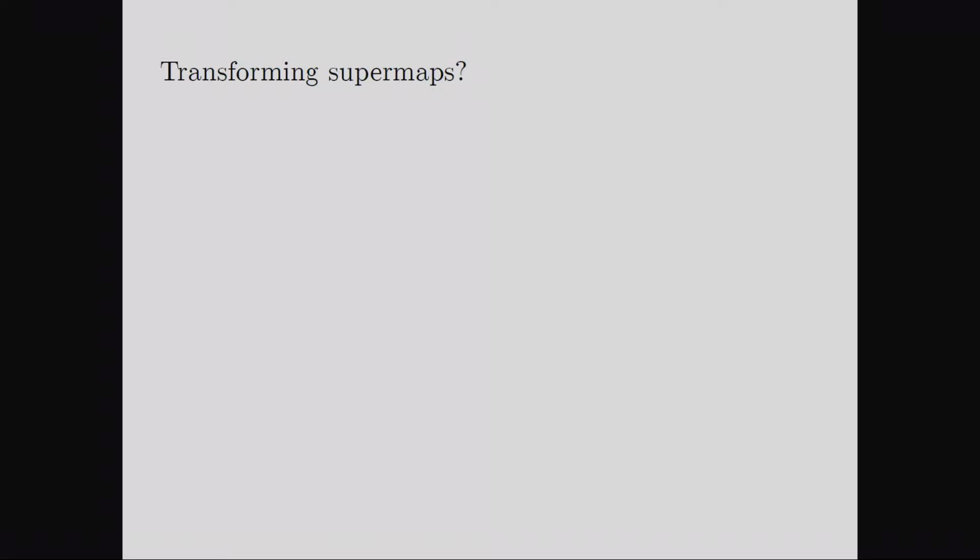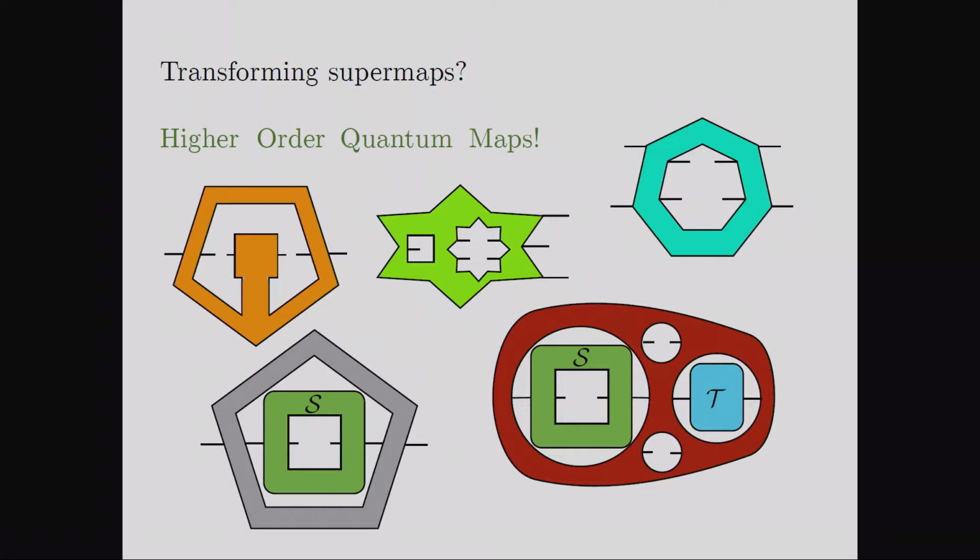Okay, now the question is why we should stop here. You can imagine generalizing this reasoning and considering transformations of supermaps, for example. So this kind of idea goes recursively, and you actually build a whole hierarchy of what we call higher order quantum maps.